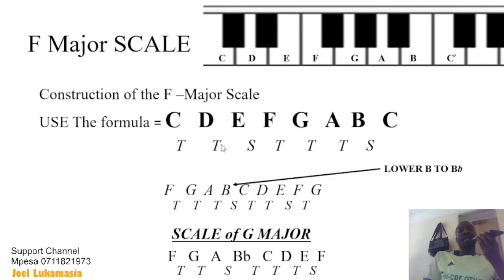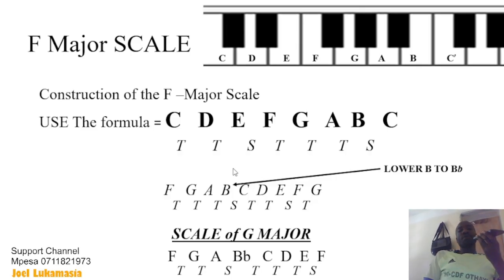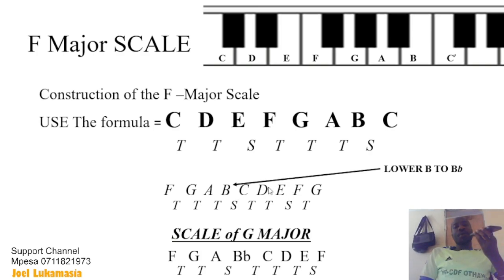you have to write F, G, A, B, C, D, E, F, then to G, sorry, to F. Then from there, you have to make sure that these music alphabets follow the formula of tone, tone, semitone, tone, tone, tone, semitone.